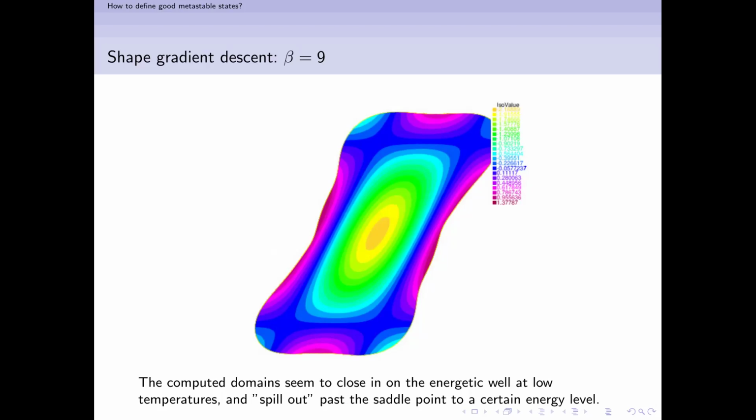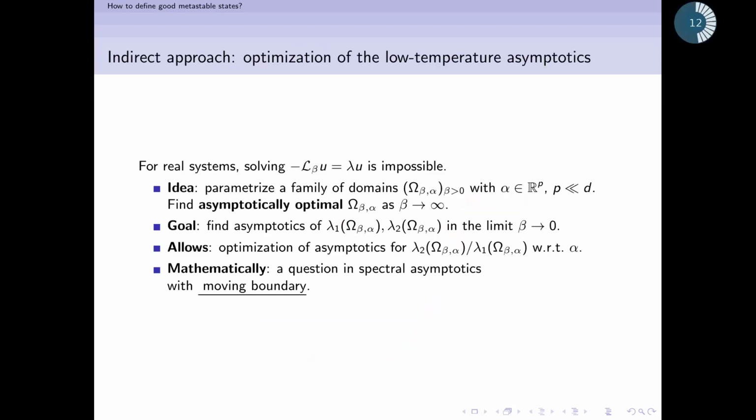Okay, but of course you can do this for real systems. Even for a 2-dimensional system, you have to solve an eigenvalue PDE at every time step. If you have 100 atoms, you have an eigenvalue problem in 300 dimensions. It's just not possible. So what we would like to do, the second strategy, is to parameterize the family with just a handful of parameters, so a low dimensional parameterization of the domains.